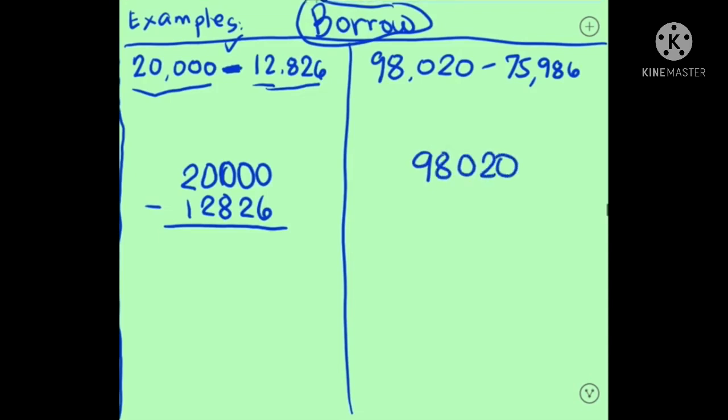Okay, so I will solve this one first: 98,020 minus 75,986. This is what I'm telling you. 0 minus 6 is cannot. Correct? So I will borrow from here. And then 2 will become 1. How? We will just deduct 1. What is 2 minus 1? We have 1. And what will happen to 0? What will happen to 0?